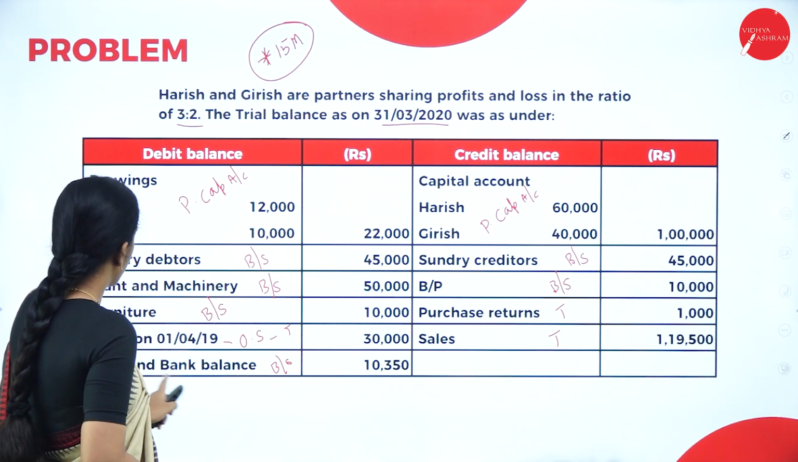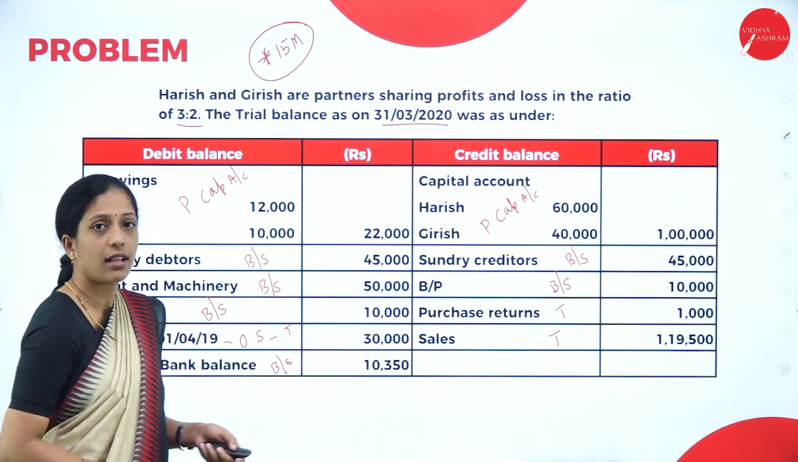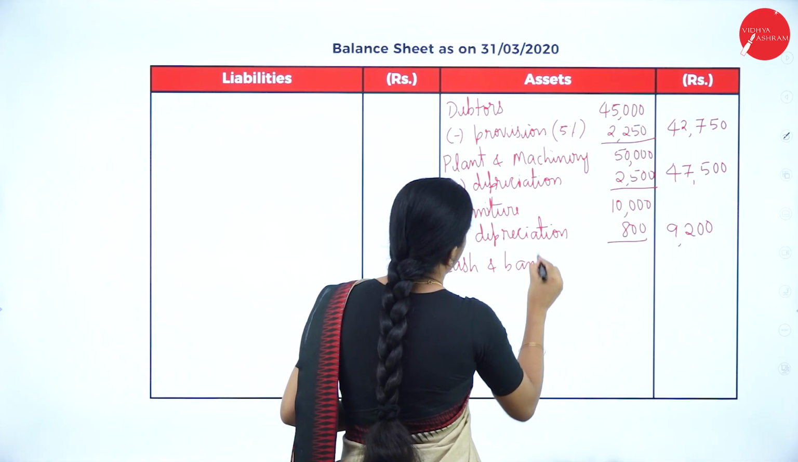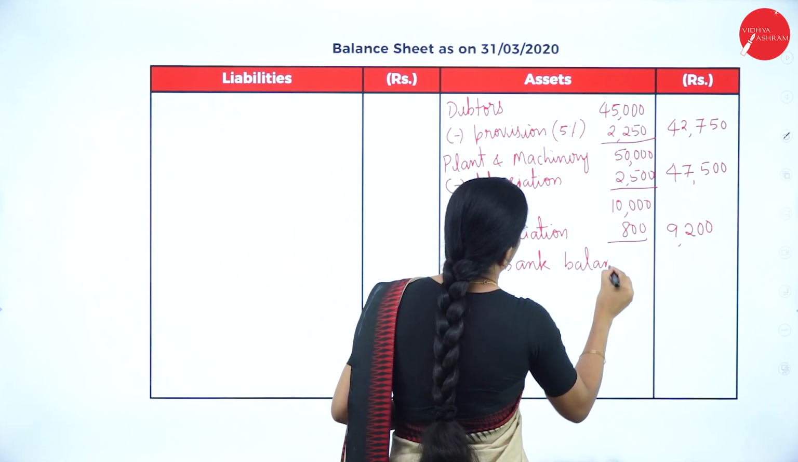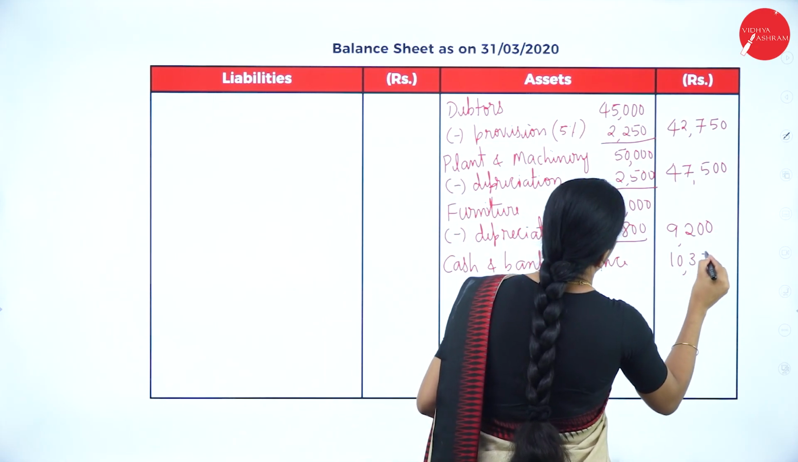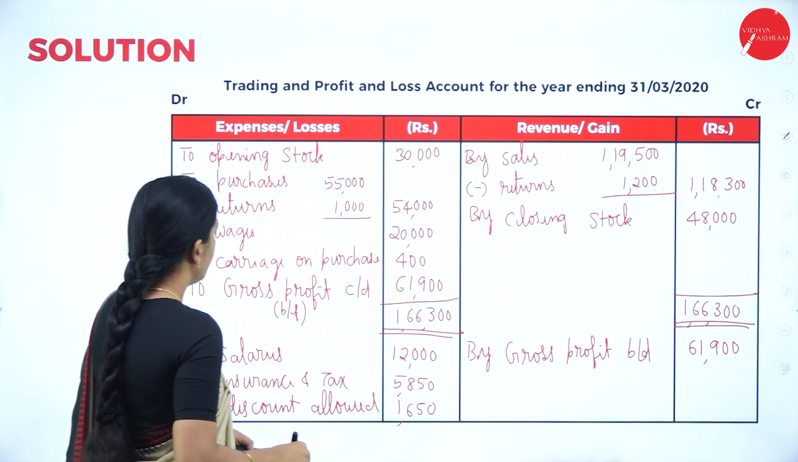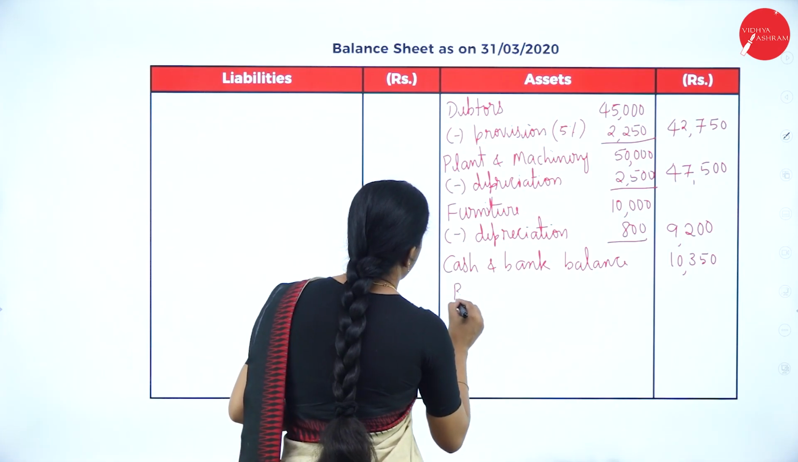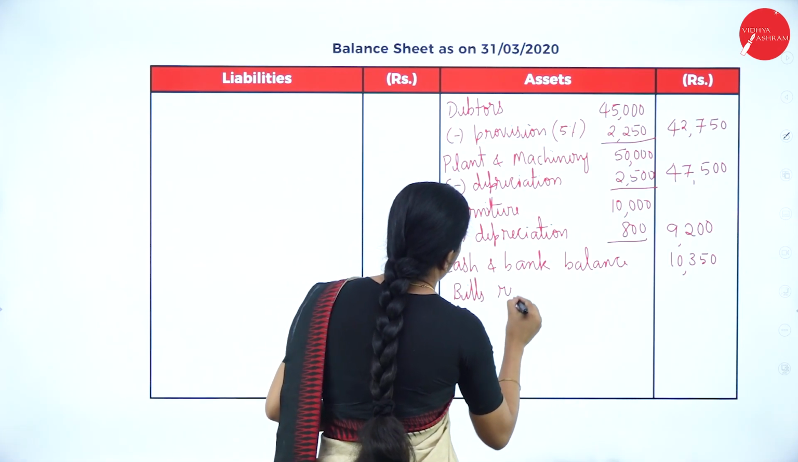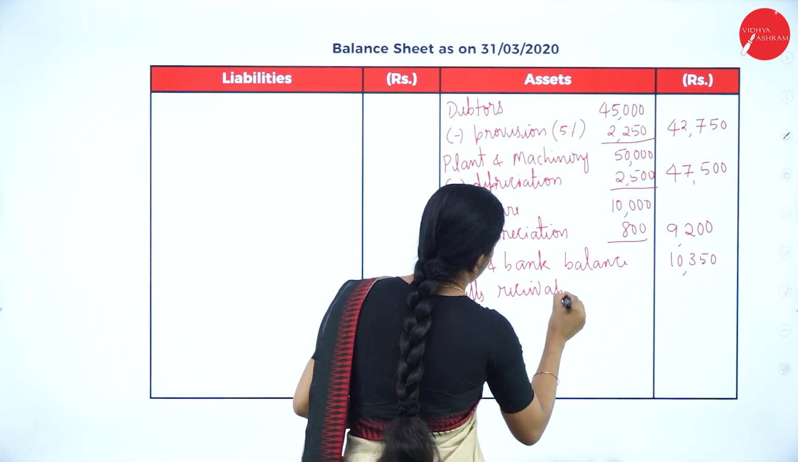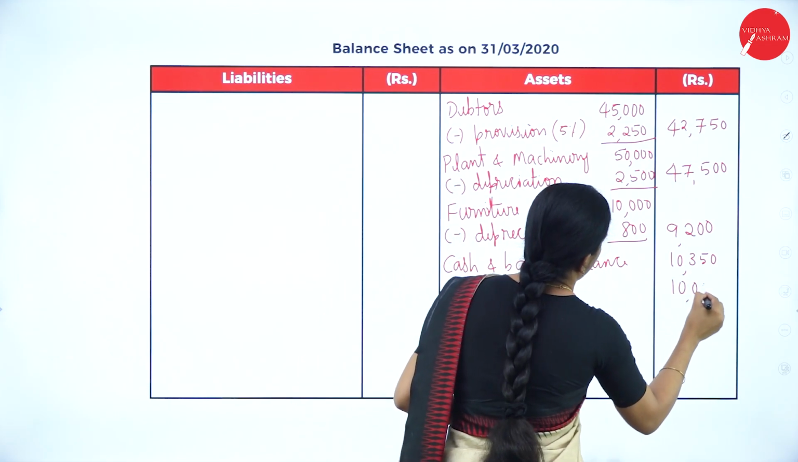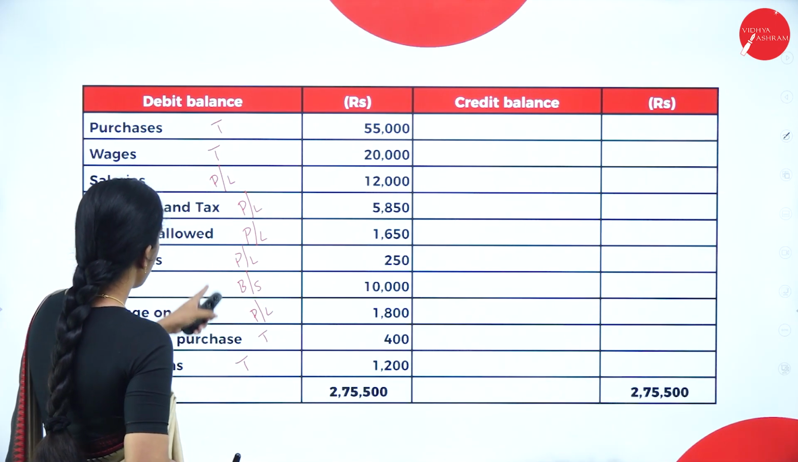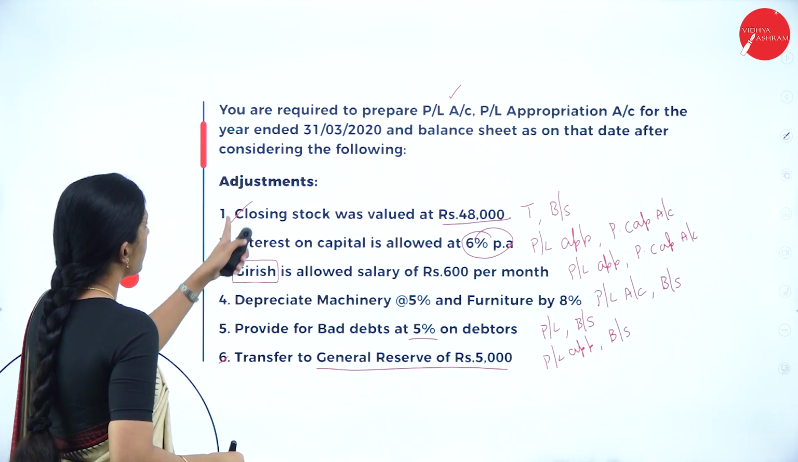So after furniture, stock is done. Cash and bank balance, that is 10,350. Next is under balance sheet we have bills receivable 10,000. Bills receivable is 10,000. Let's see whether any other assets are pending here. So we are done with the trial balance. Now let us see the adjustment.